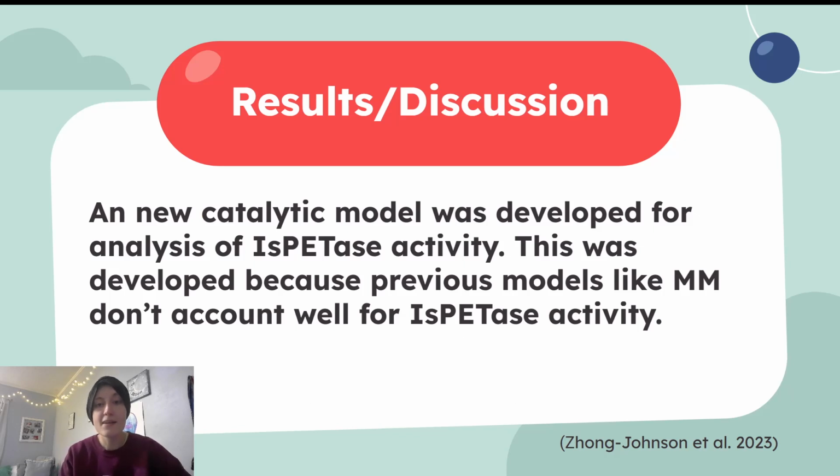So a new catalytic model was also developed for analyzing this ISPTase activity. When we got all of those numbers from those mutations, it was because they had this new catalytic model. I talked a little bit about how the Michaelis-Menten doesn't account well for many types of enzymes because it doesn't account for these complex environments that they're working in. And so these researchers set out to fix that. They were like, we don't have an equation or a model that accurately shows what's going on, and so we're going to make one.